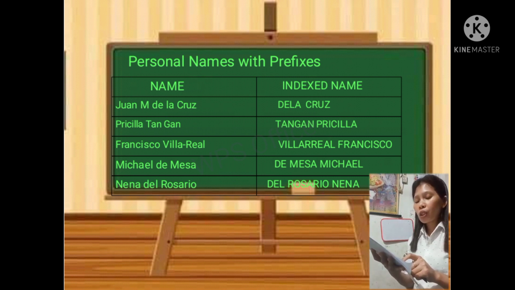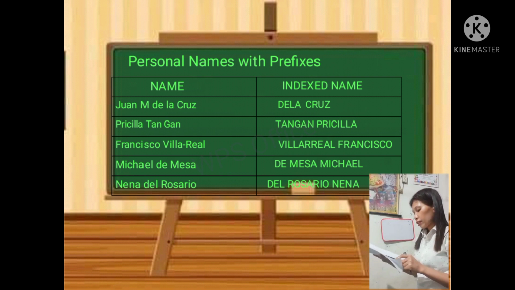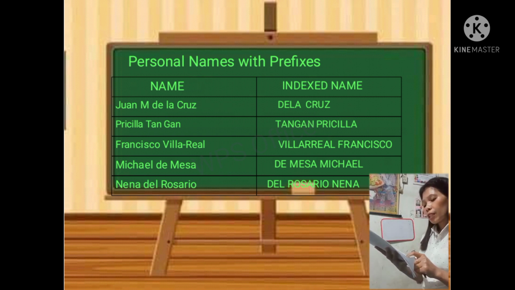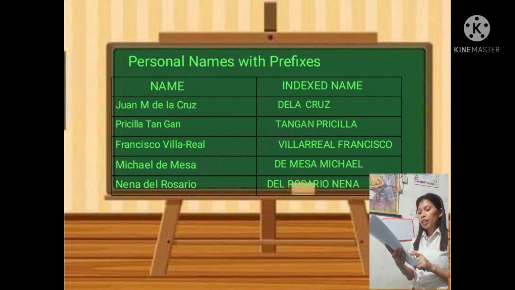Next is Francisco Villa-Real. The index name is Villareal Francisco. Next is Michael de Misa. The index name is de Misa Michael. Nina del Rosario: the index name is also del Rosario Nina.